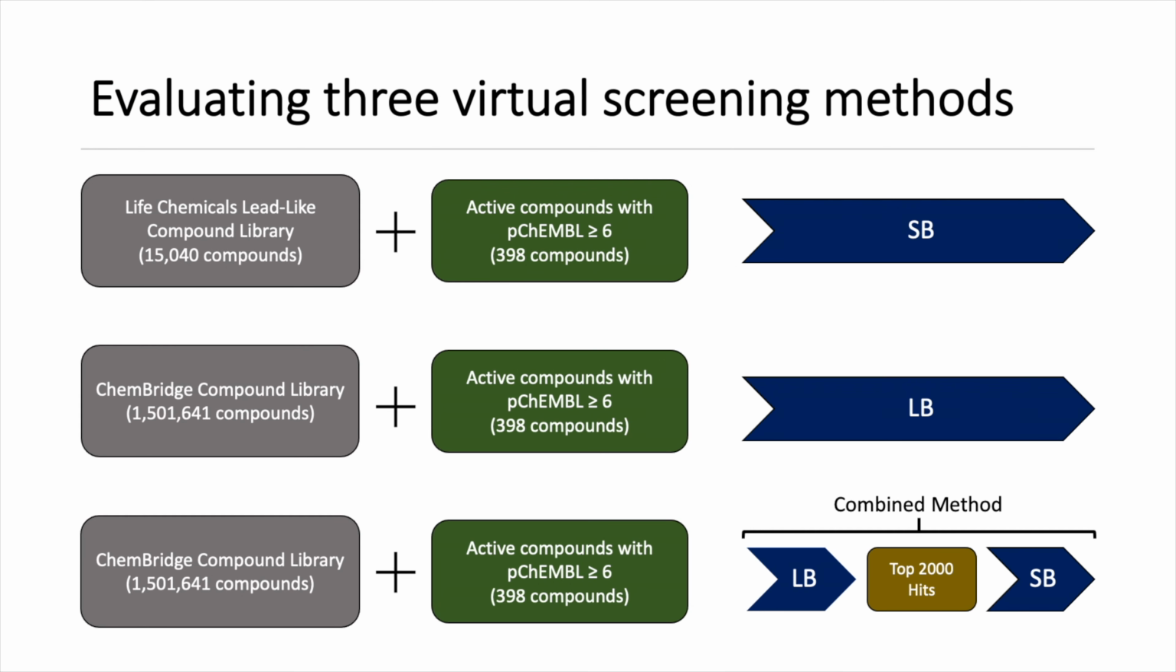Three virtual screening methods were compared: SB, LB using ABT737 as the template, and a sequential combined strategy involving LB followed by SB. The compound libraries used for each method are shown, with the decoy compounds in gray and the active compounds in green. For SB, a diverse lead-like compound library from Life Chemicals was used as decoy. For LB and combined, a compound library from Cambridge was used as decoy. Active compounds from the ChEMBL database with a pChEMBL greater than or equal to 6 were used as active compounds to determine enrichment for each screening method.